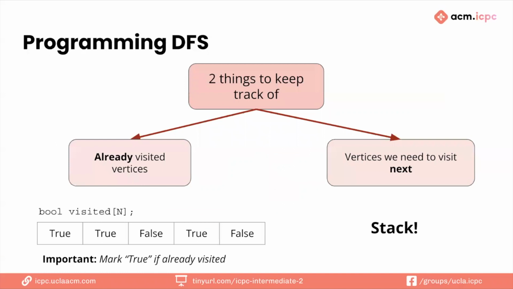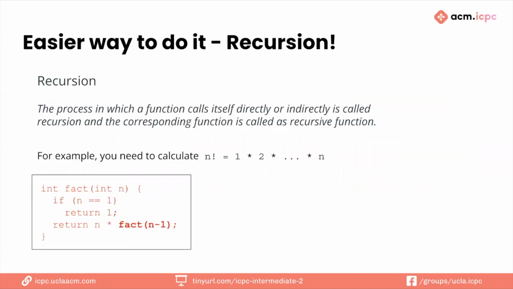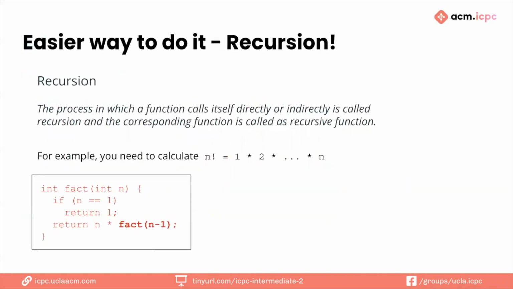In this case, similarly to BFS, we use another data structure called a stack. Stacks also exist in the C++ standard library. This is how you declare a stack of integers. You can place a number onto the stack, retrieve the top element of the stack, remove the element, or check if the stack is empty. However, while the implementation is somewhat similar to BFS if you're thinking about an iterative approach, there is another approach you can take called recursion, which makes the coding part much easier.